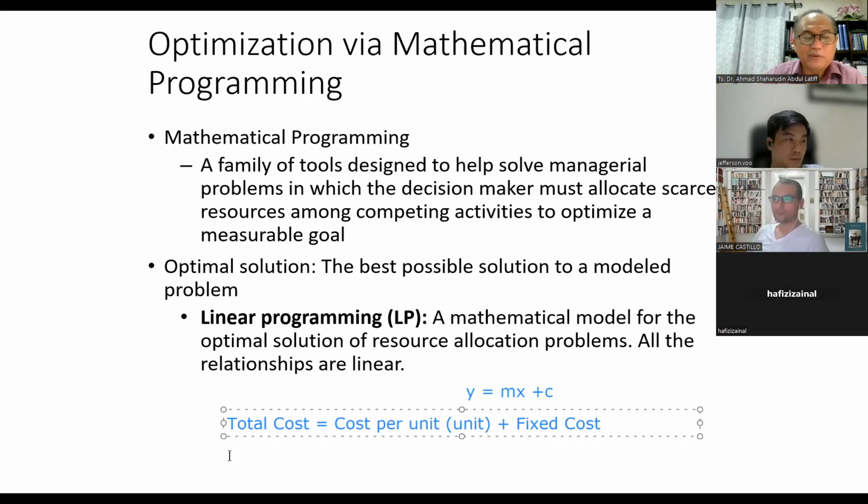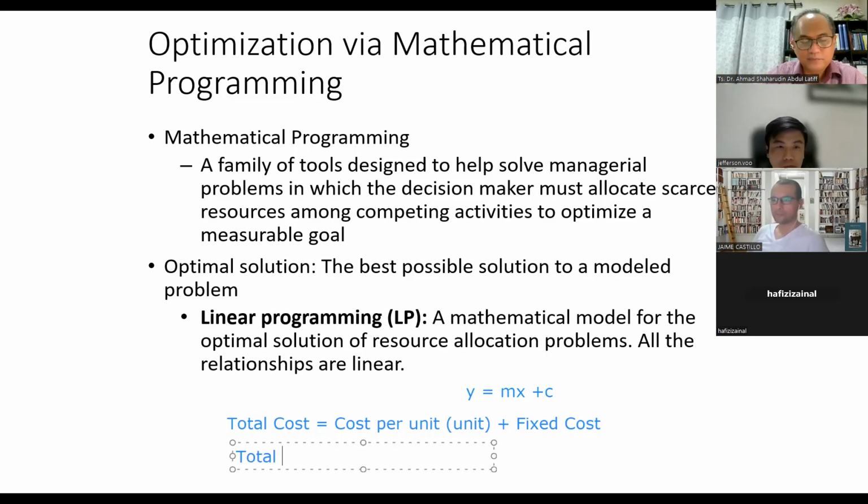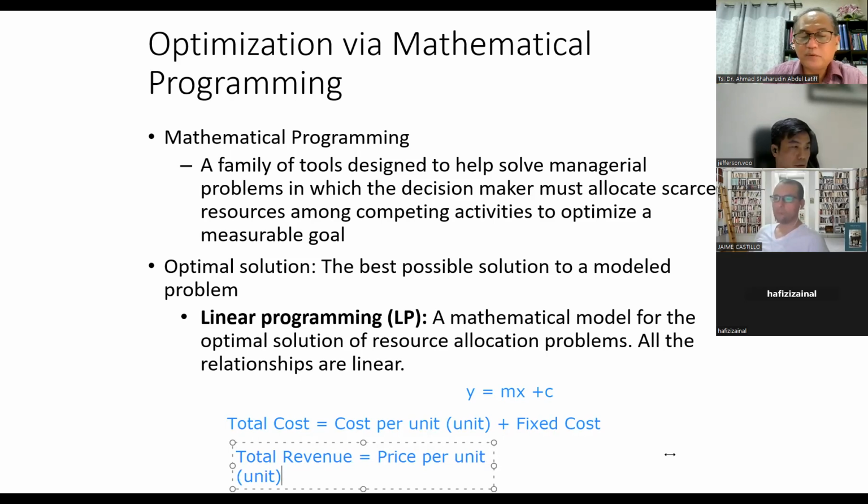Revenue will be the total revenue. Total revenue usually is your selling price per unit, or we call it just price per unit, times the unit. Then it will intercept at zero. When you don't make any sale, you will not make any revenue, so you will intercept at zero.